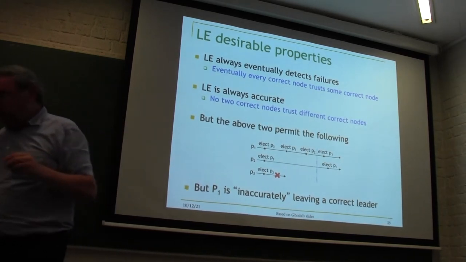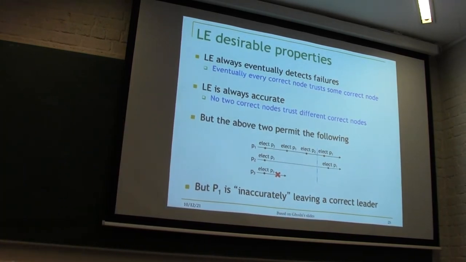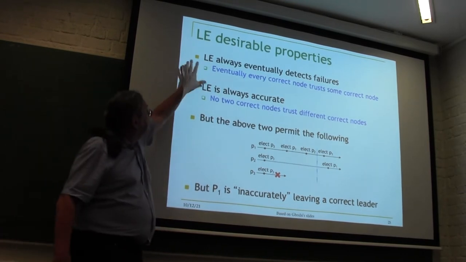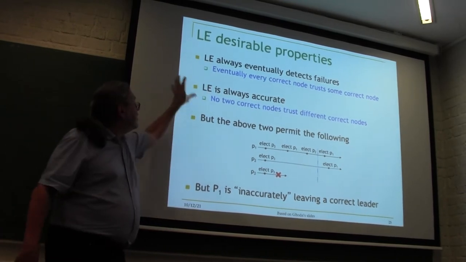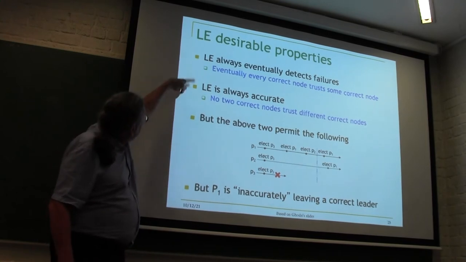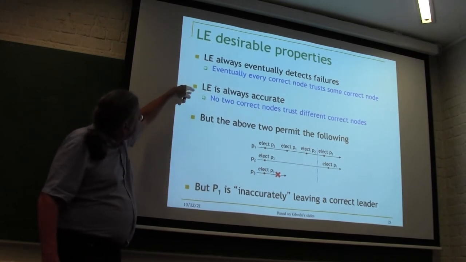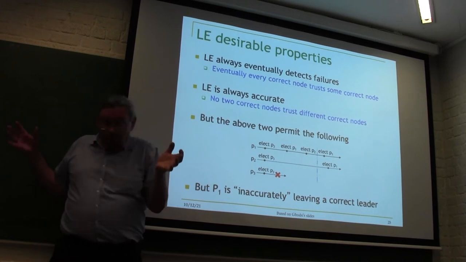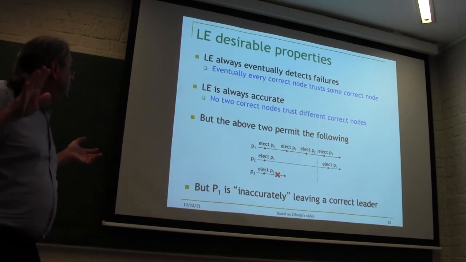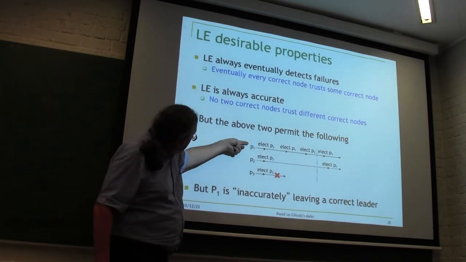But now let me do some specification engineering. These properties are fine, in some sense they're okay. But assuming those two, this will give you behaviors that are maybe a little bit non-intuitive. So here's an example with three nodes.